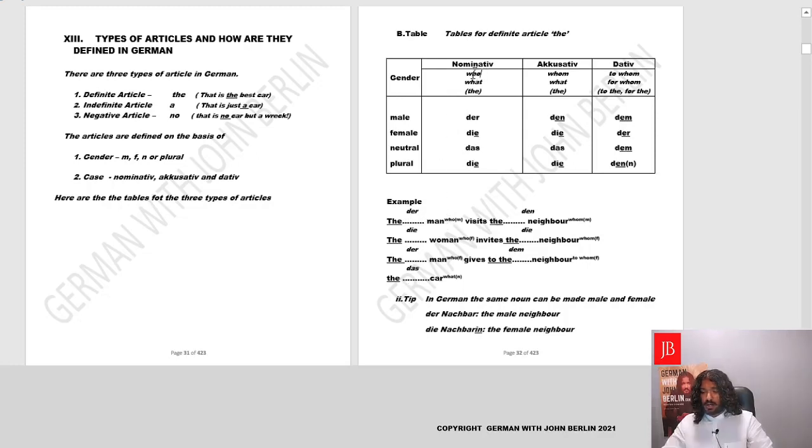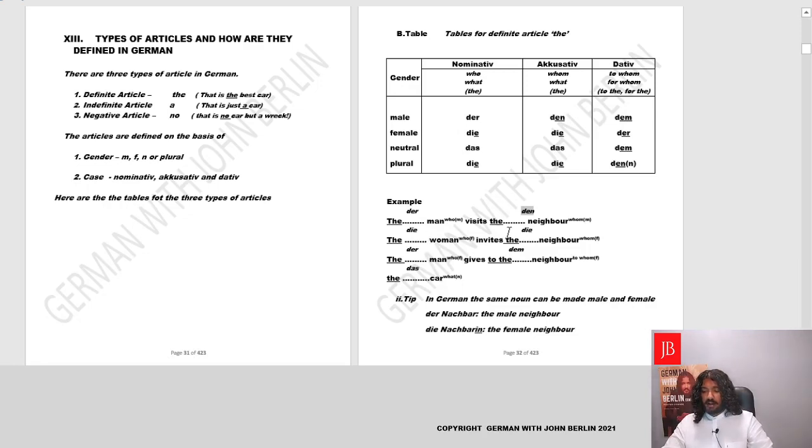We go to who. The man, it's masculine. We'll say der. Yes, visits the neighbor. Whom does he visit? It's the neighbor. We'll go to whom. And we'll find the neighbor masculine, den Nachbar. Yeah, that's what it is written. Der Mann besucht den Nachbar. The man visits the neighbor.